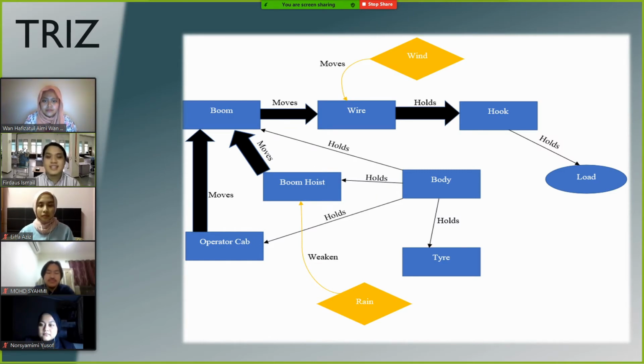I shall present the TRIS table. As you can see there, the body frame holds the boom height, operator cap, and the tire, while the boom holds the wire, and the wire holds the hook, while the hook carries the load. The operator cap gives out instruction to the boom, and the boom hoist will move the boom around. Wind is one of the factors that affects the wire, such as when strong wind will move around the wire and affect the load carried by the hook. Another thing is the rain, where it will affect the hydraulic boom, causing it to affect at a fast rate. Thank you.